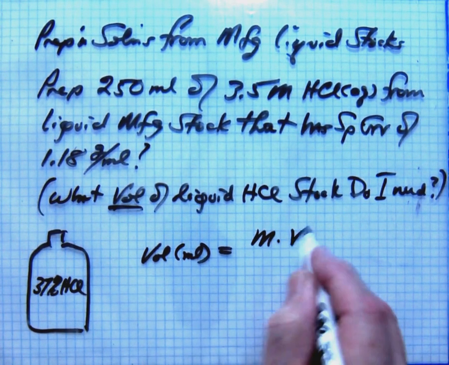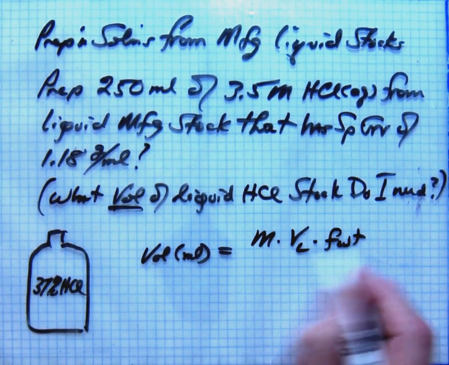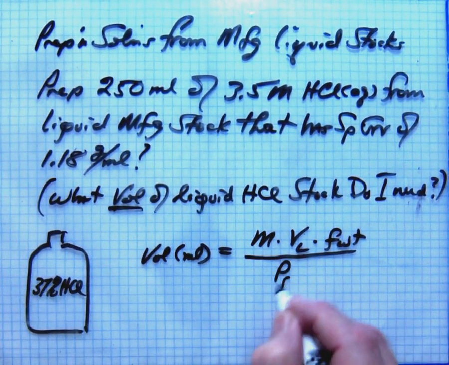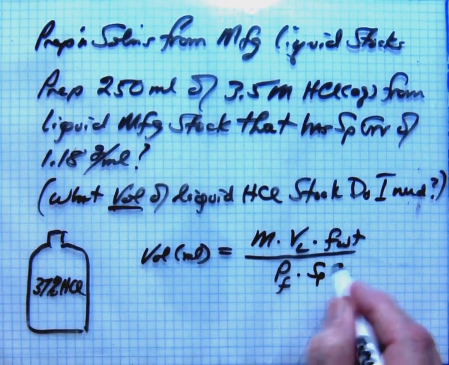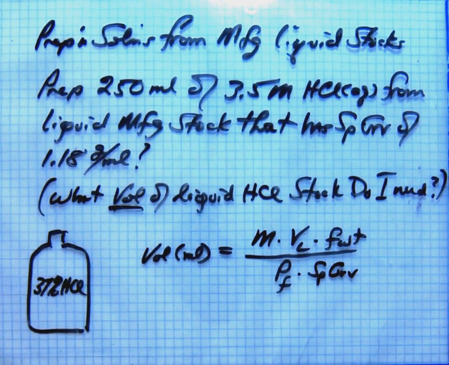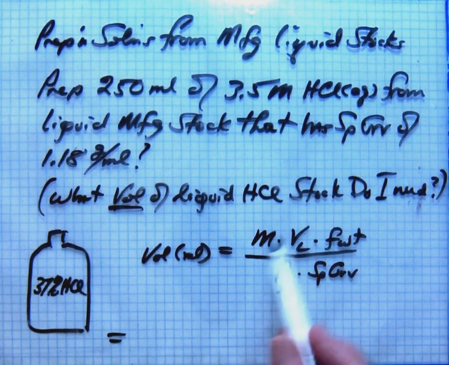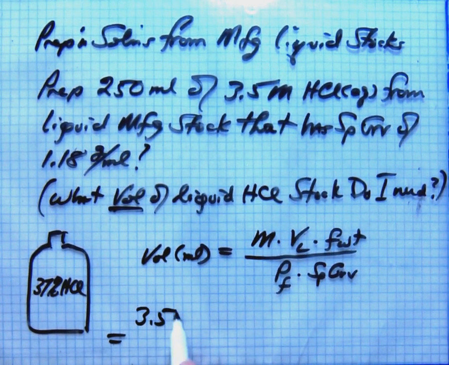Molarity times volume in liters times formula weight of the acid, divided by the purity factor, that'll be the 0.37, and the specific gravity in grams per mil, because we're working with a reagent that's dissolved in water. For anything else, you'd have to have a different number, but in the work we're doing in this course, specific gravity will always be in grams per mil because the solvent's going to be water, I promise you. Okay, so we want to make a 3.5 molar solution.